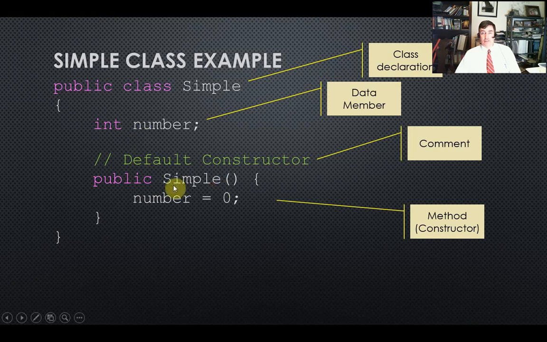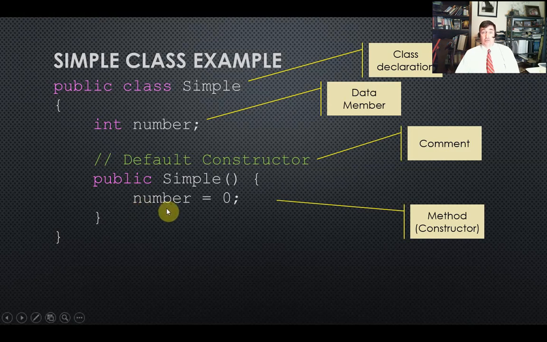It has a default constructor. The constructor always has the same name as the class. So our constructor is named Simple and our class is named Simple. That's how I know it's a constructor. And it does not have any return value whatsoever, not even void. This particular constructor happens to be public, which is the norm. You can make them private or protected, but that's less common.